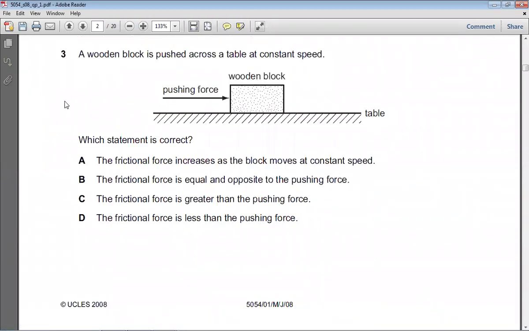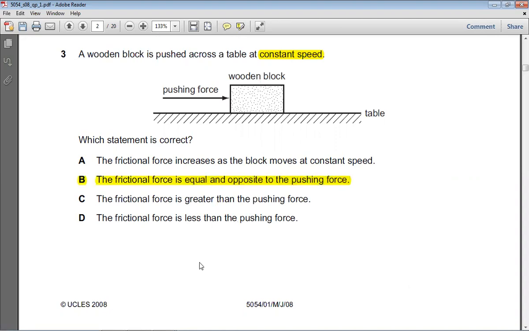A wooden block is pushed across a table at constant speed. This word is very important. It's being pushed and the speed is constant. So this is the wooden block. This is the pushing force. This is the table. Which statement is correct? The frictional force increases as the block moves at constant speed. No. When you move at a constant speed, the forward and backward forces will be equal to each other. The resultant force will be 0. That's why the body is moving at constant speed. So the frictional force is equal and opposite to the pushing force. I think this is the right answer.